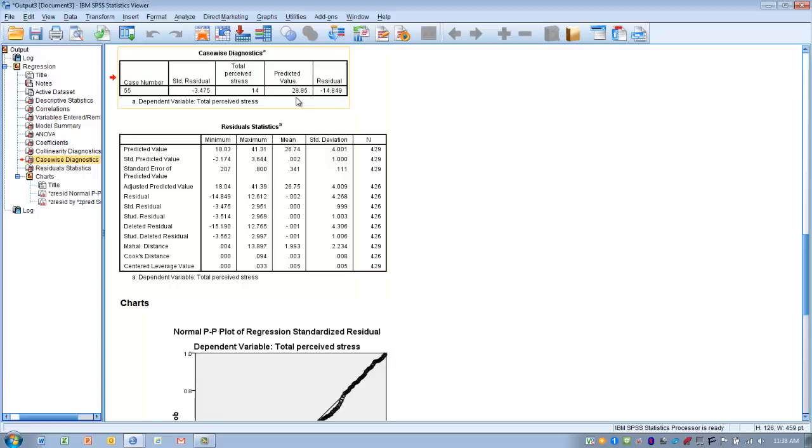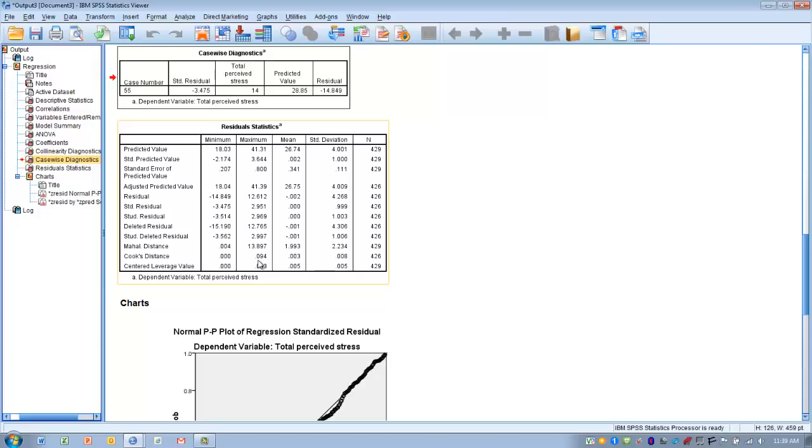To check whether this individual case, case number 55, is having any undue or oversized influence on the results from our model as a whole, we can check the value for Cook's distance, given towards the bottom of the residual statistics table. Here's Cook's distance. If cases have values larger than 1, then that is a potential problem. In our example, the maximum value of Cook's distance is 0.091, which is obviously much less than 1.